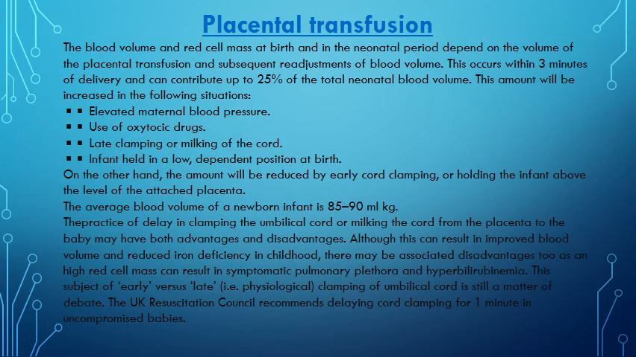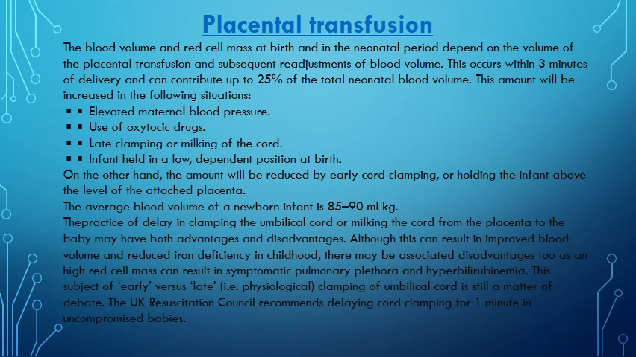We will discuss some of our topics, like placental transfusion. The blood volume and red cell mass at birth and in the neonatal period depend on the volume of the placental transfusion and subsequent readjustment of blood volume. This occurs within 3 minutes of delivery and can contribute up to 25% of the total neonatal blood volume.